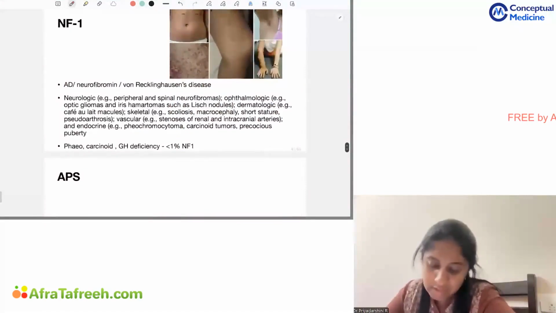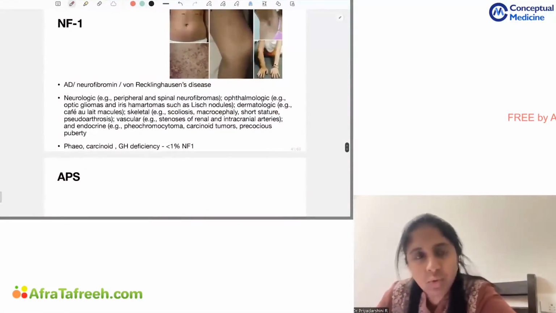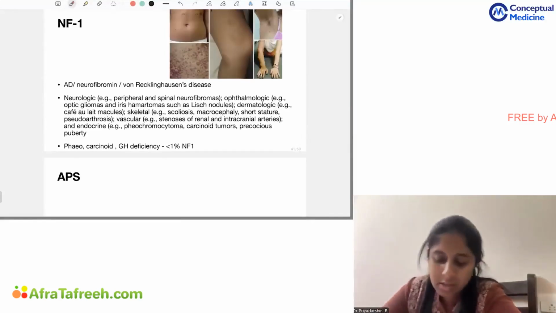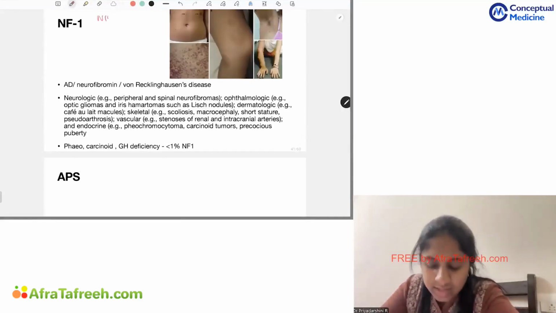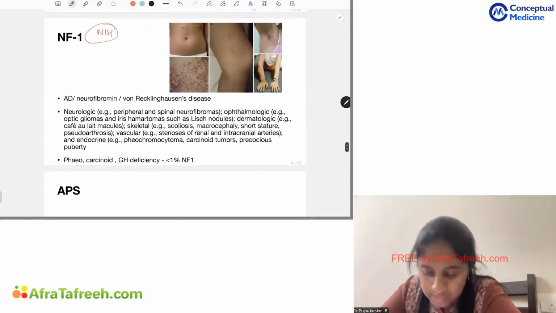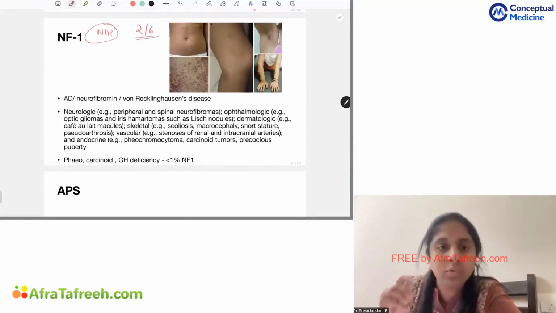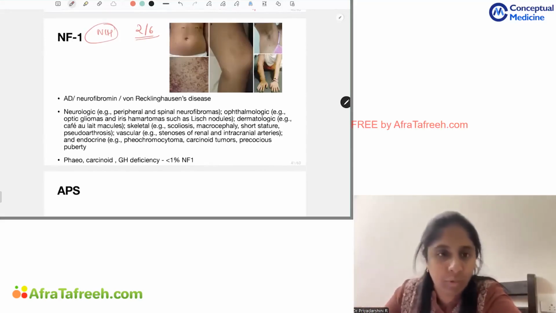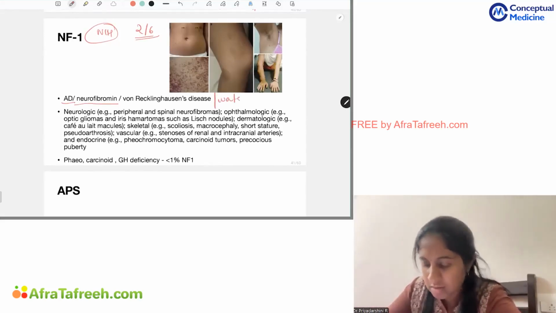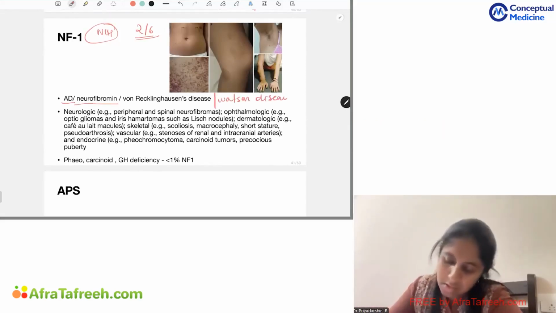So moving on to the next thing, the last one in the beyond syndrome would be neurofibromatosis. So neurofibromatosis, always remember, there is a criteria called the NIH criteria. Out of 6, at least 2 should be positive to say that the patient is having neurofibromatosis. It is an autosomal dominant condition, and the problem lies in the neurofibromin gene. It's also called von Recklinghausen disease or Watson disease.